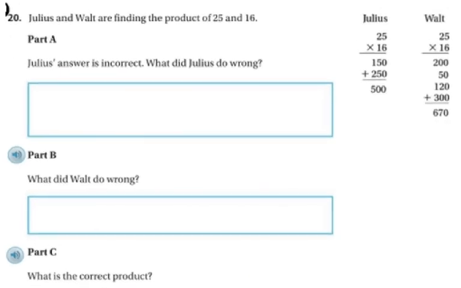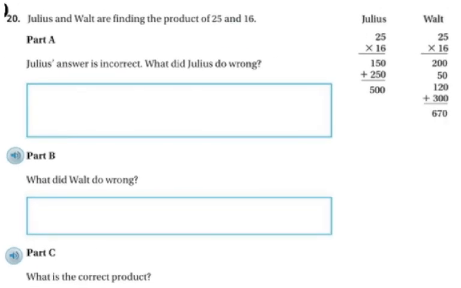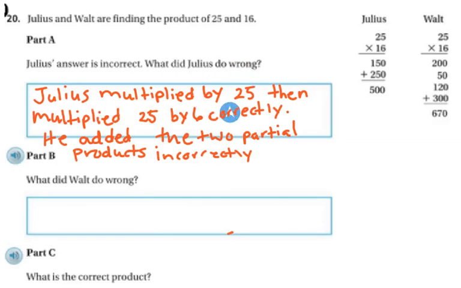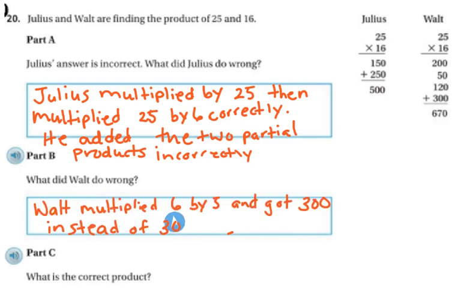So Julius and Walter are finding the product of 25 and 16. Part A, Julius' answer is incorrect. What did he do wrong? Well, he multiplied the 25 by 10 and then multiplied the 25 by 6 correctly, but he added the 2 partial products incorrectly. Now, what did Walt do wrong? Well, he multiplied 6 by 5 and he got 300 instead of 30.